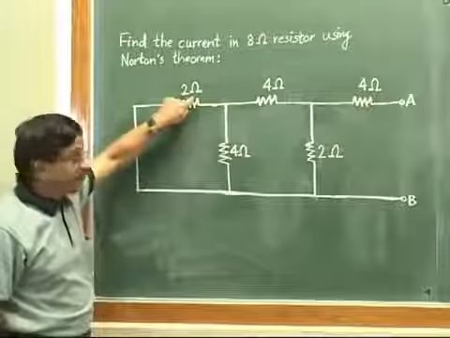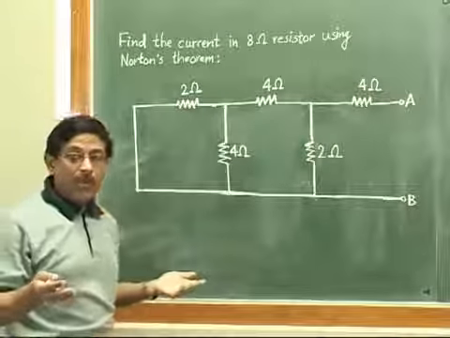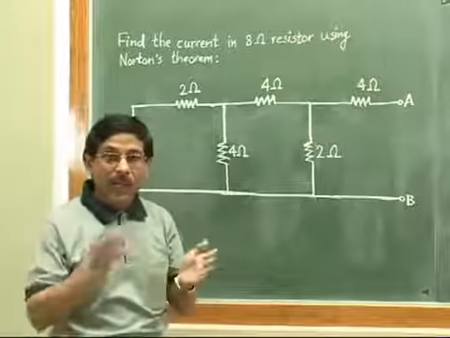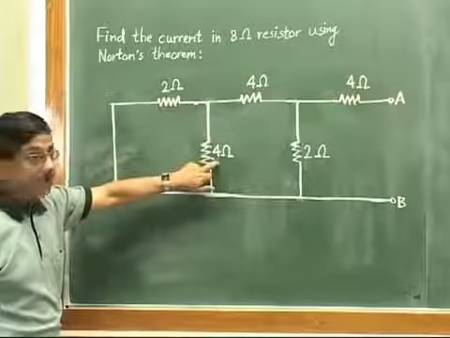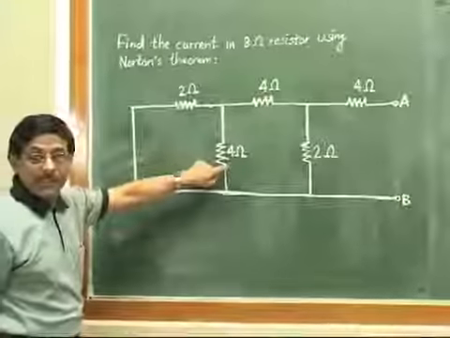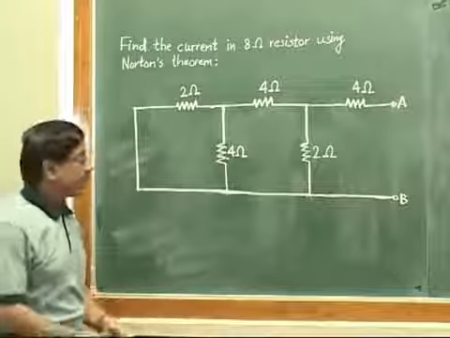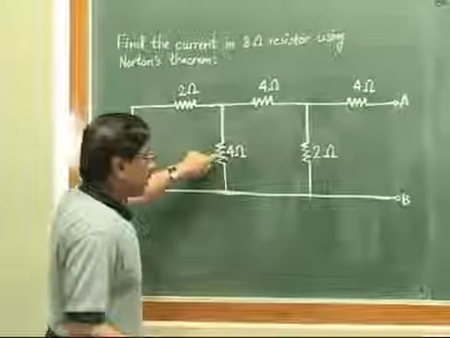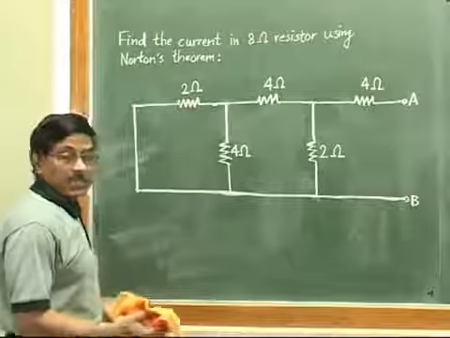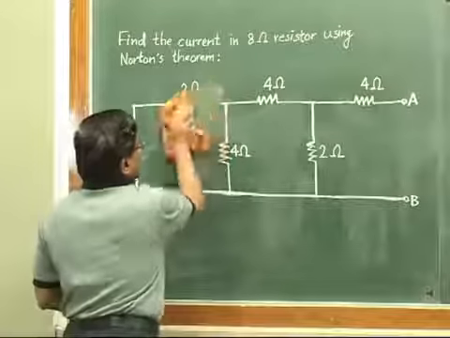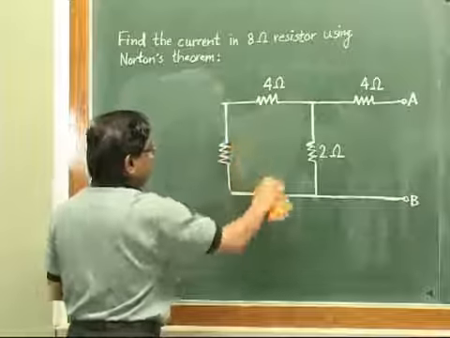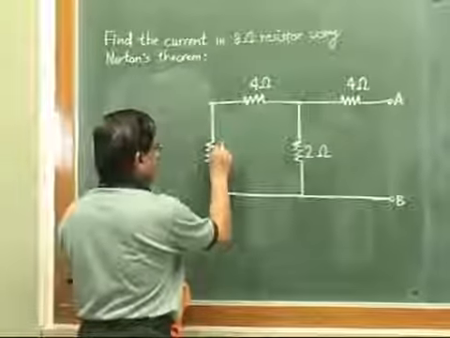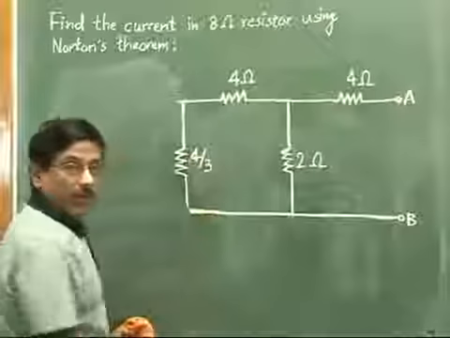4 2s are 8. Parallel combination of two resistances, R1, R2, will be R1, R2 divided by R1 plus R2. So 2 into 4 is 8 divided by 2 plus 4 is 6. So 8 by 6 is 4 by 3. So instead of this 2 now, we just show a single resistance of 4 by 3. So I will just show it like this. So your circuit reduces to this particular thing. So this value will be now 4 by 3. Now further we have to reduce.